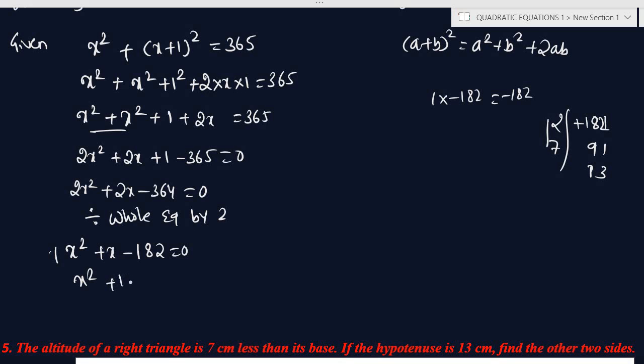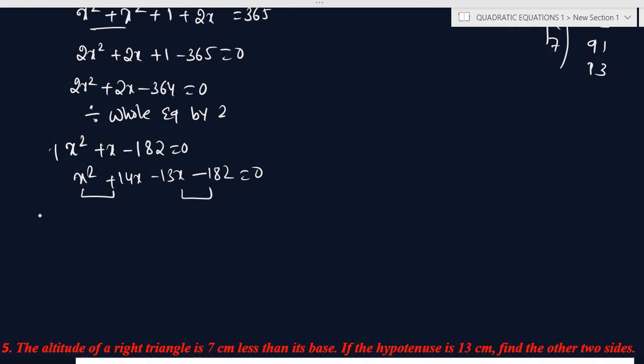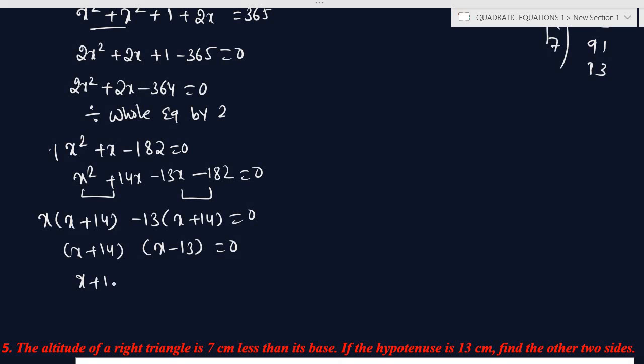X square plus 14x minus 13x minus 182 is equal to 0. Here I take x common, and here I take minus 13 common. What happens? X into the bracket (x plus 14), minus 13 into the bracket (x plus 14) is equal to 0. I take (x plus 14) and (x minus 13) is equal to 0. X plus 14 is equal to 0, x minus 13 is equal to 0. X is equal to minus 14, x is equal to 13.